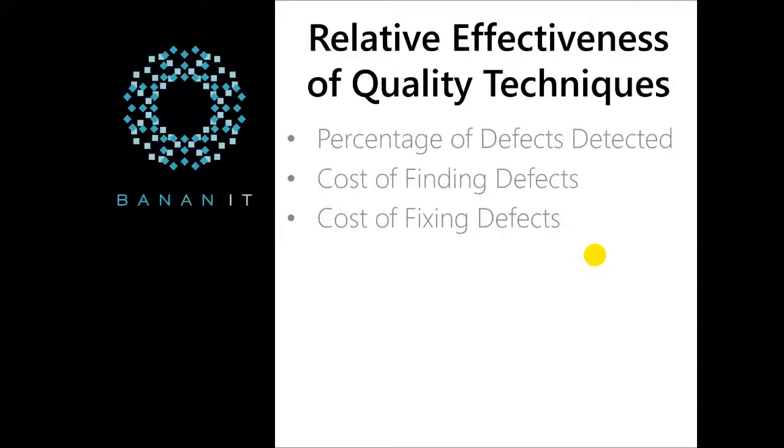The first measure to judge the effectiveness of a quality technique is the percentage of defects detected. Simply, for each technique, we can measure the ratio of the defects that this method detected among all the defects that have been detected using all methods. Of course, it makes sense that the method that gives the highest percentage, the method that detected most of the defects, is the best one.